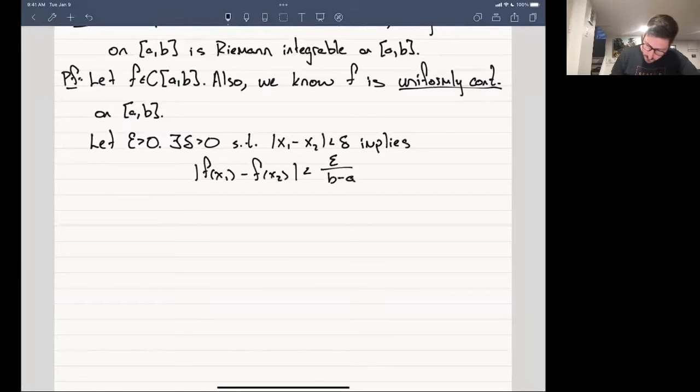And this works for all x1 and x2 in my domain. That's what the uniform continuity says, right? Remember, continuity is focused around a single point. Uniform continuity is over the entire domain. Doesn't matter where you focus yourself. This is always going to be true. So as long as I look at 2 points close enough to each other, then we're good.